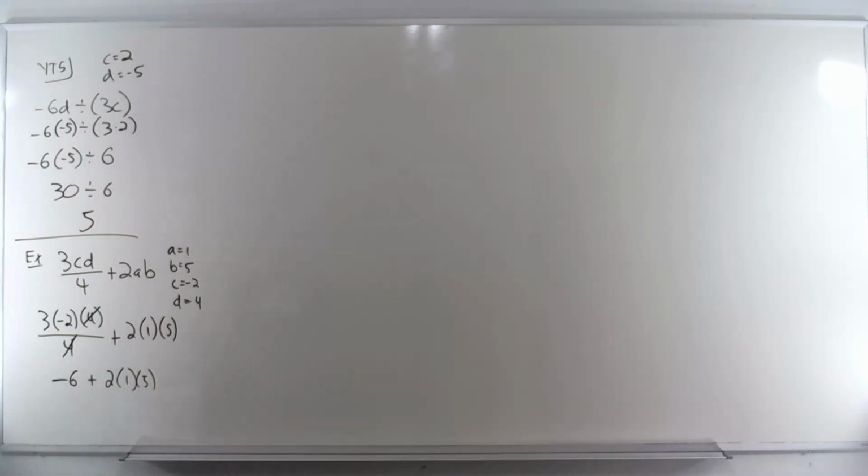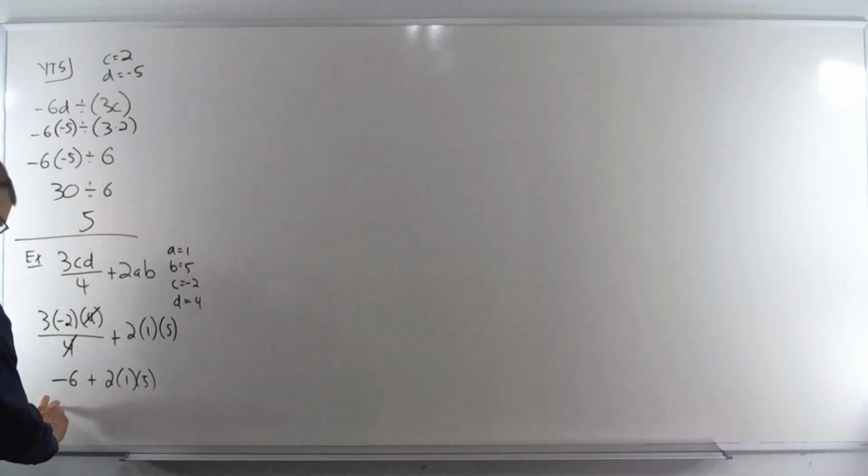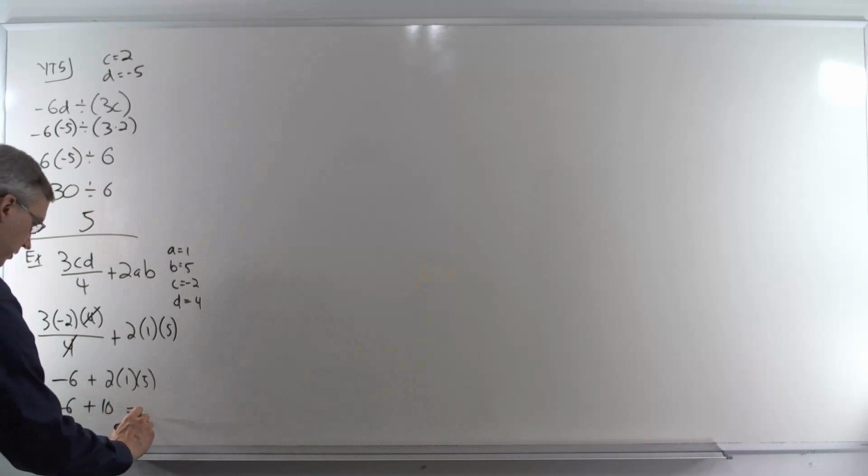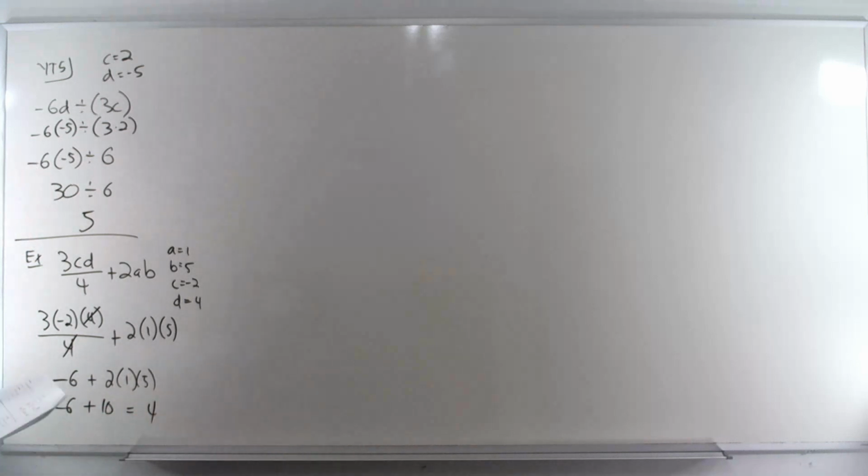Now multiplication is next, so don't work left to right here, because we have addition here. Addition and subtraction is always last. We're going to multiply over here, and we get negative 6, plus 2 times 1 times 5 is 10. Add those together, and we get 4.